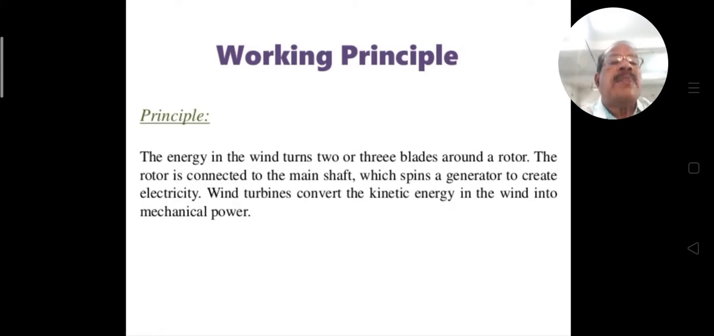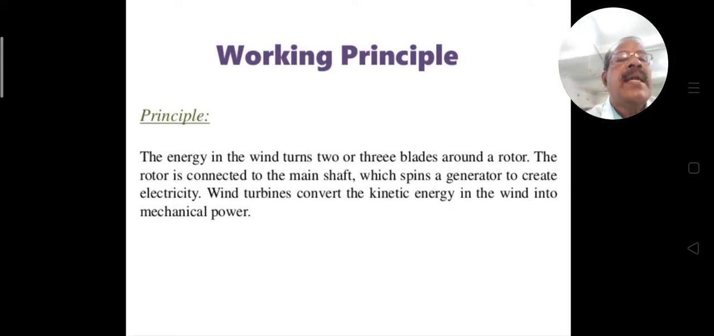What is the principle of this wind turbine? The energy in the wind turns 2 or 3 blades around a rotor. The rotor is connected to the main shaft, which spins a generator to create electricity. Wind turbines convert the kinetic energy in the wind into mechanical power.